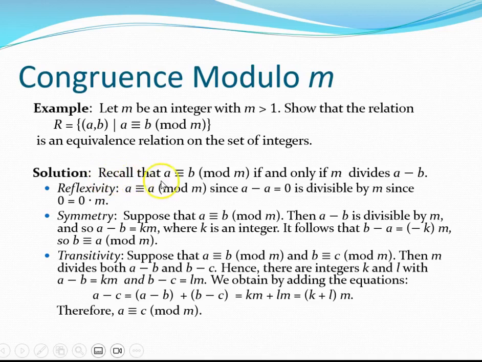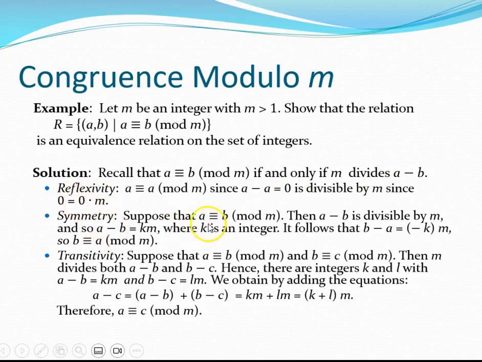Solution: recall that a is congruent to b mod m if and only if m divides the difference a minus b. Reflexivity: a is congruent to a mod m, since a minus a is 0, and 0 is divisible by m, since 0 can be written as 0 times m.